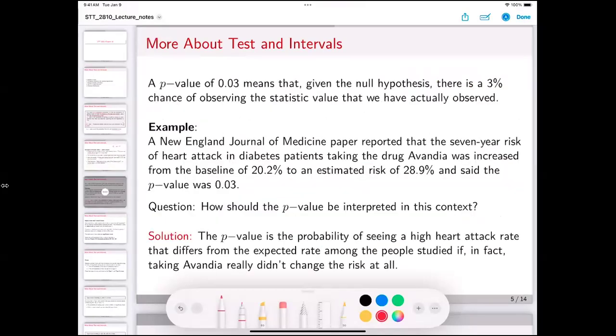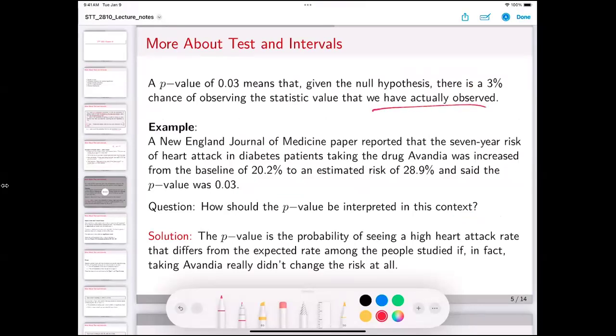And so if you get a p-value of 0.03, what it means is that given the null hypothesis, there is a 3% chance of observing the statistic value that we actually have observed.